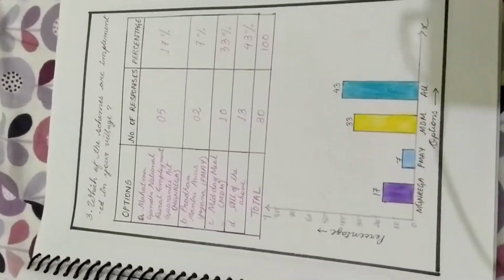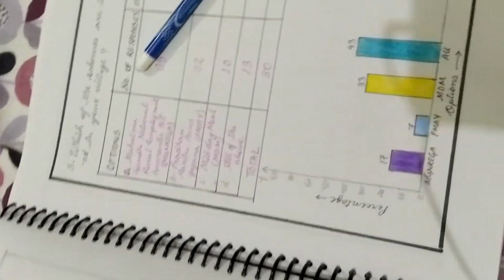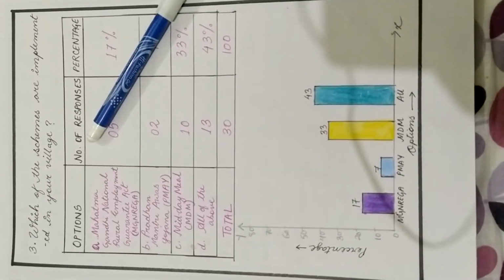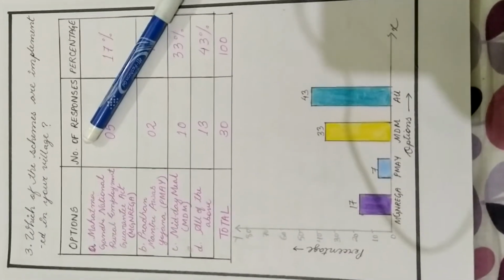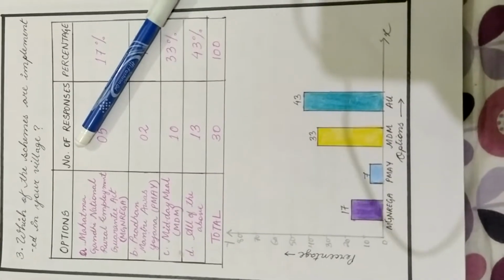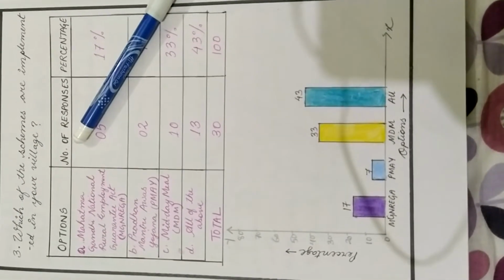So this is the next graph. It's a little bigger one, so I'm just putting it a little close so that you can see it. Which of the schemes are implemented in your village? So there are 4 options, and this is how she has done the bar diagram.